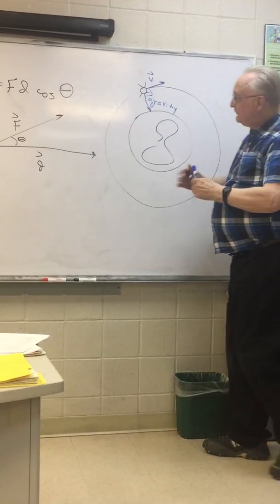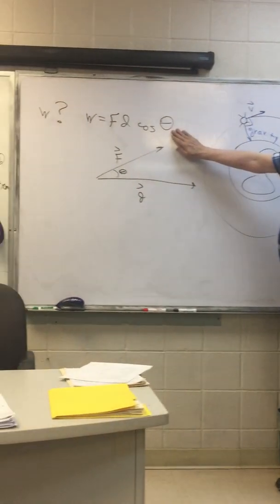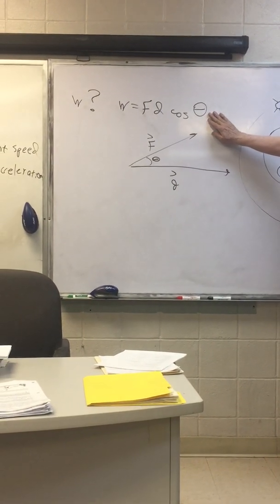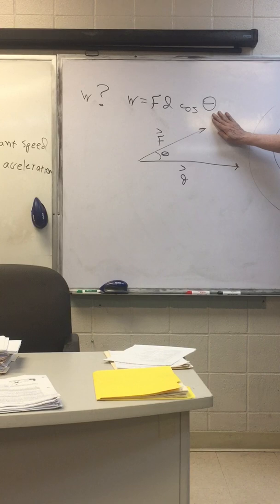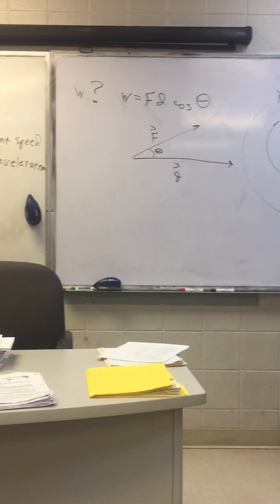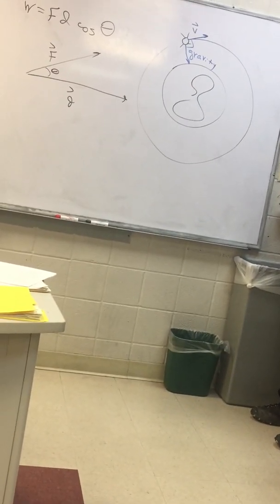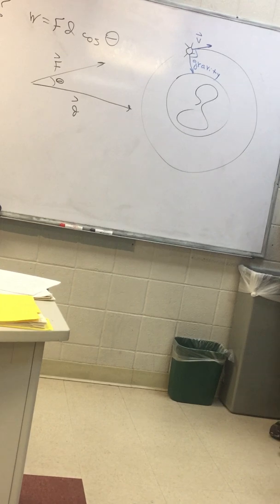Well, what does this formula tell you if you have a right angle? That there wouldn't be any work done. Right, cosine of 90 degrees is 0. So if the two are at right angles, then there's no work done. And that's great. That means that it doesn't require any work to keep the satellite in orbit.